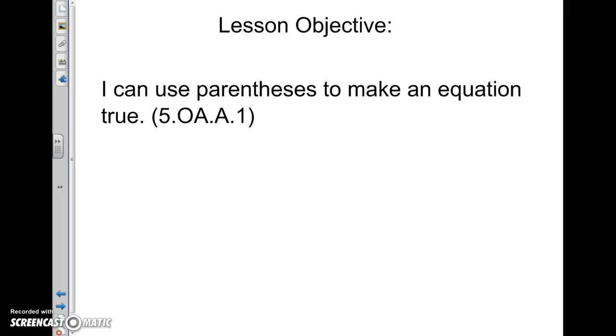Our lesson objective today: I can use parentheses to make an equation true. 5th grade standard, operations and algebraic thinking, A1.